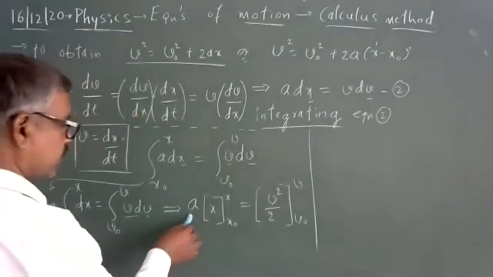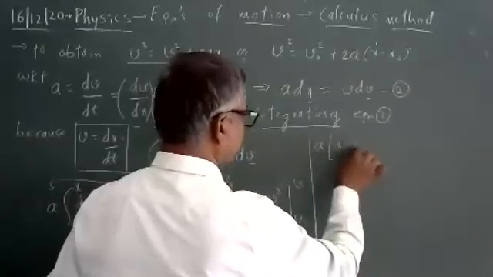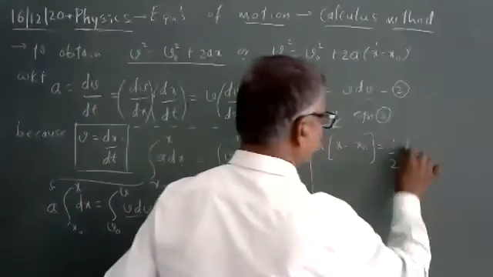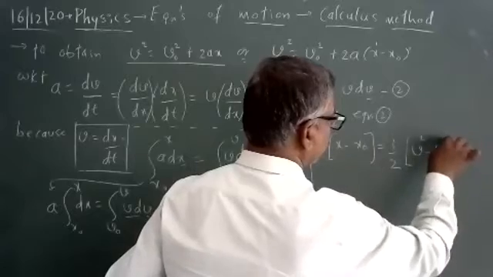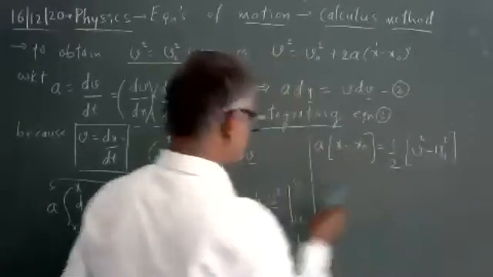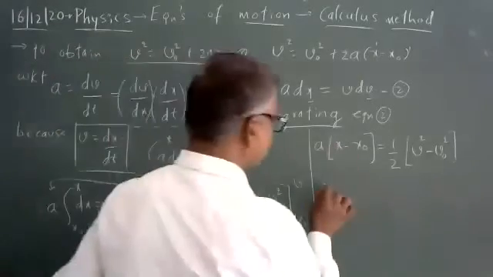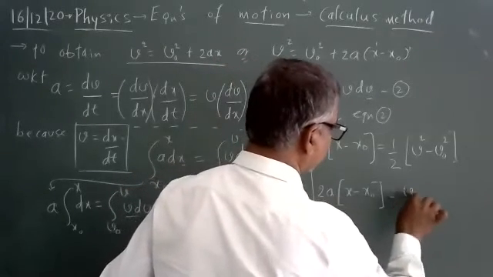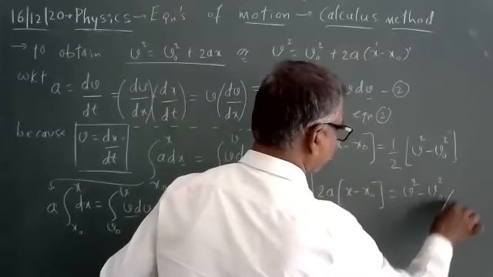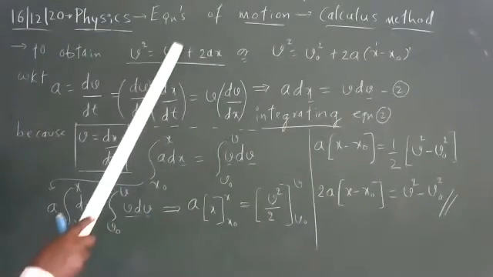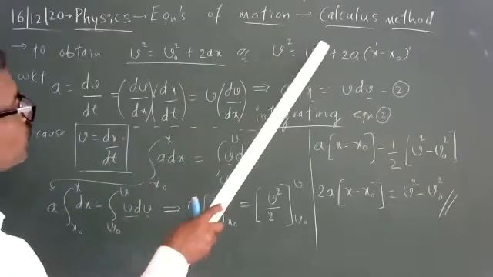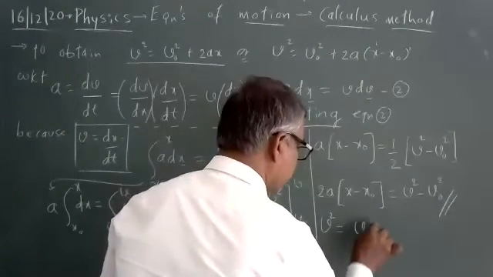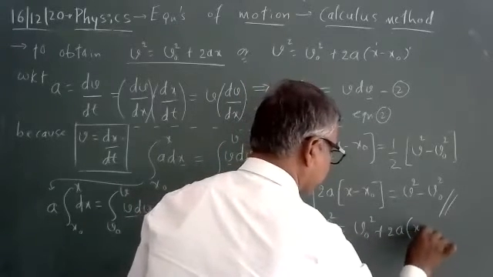Once I simplify the steps, it becomes a times (x minus x naught). On the right hand side, you have 1 by 2 outside. Take 1 by 2 out, it becomes v square, final velocity square minus initial velocity square. This v is replaced by v square because it is a square. Hence simplification gives you 2 coming to this side. It is 2a times (x minus x naught). On the right hand side, you have v square minus v0 square. Finally, this equation is obtained. Final velocity square equals initial velocity square plus 2ax, or v square equals v0 square plus 2a times (x minus x naught), with v0 square brought to the left side.